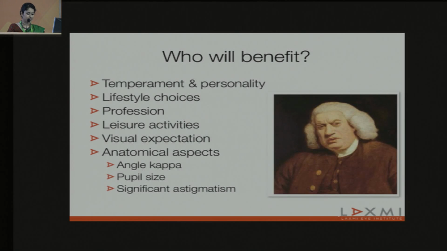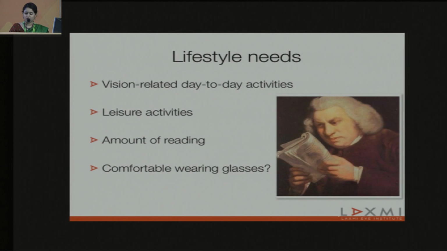The anatomical aspects of the eye which need to be looked at before implanting the lens are angle kappa. As we said, if it is large, it has a tendency to cause a reduction in the contrast sensitivity post-surgery. This should be explained. A large pupil size will cause an increase in the symptoms of halos and glare post-operatively and a reduced vision. And of course, a significant astigmatism should be noted, whether it can be corrected by a multifocal IOL or not.